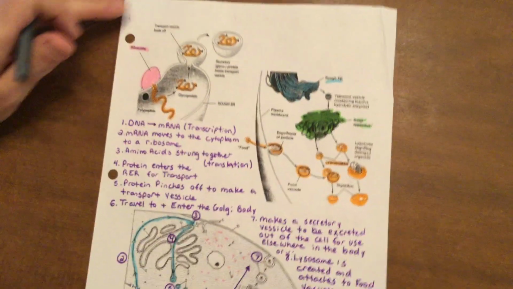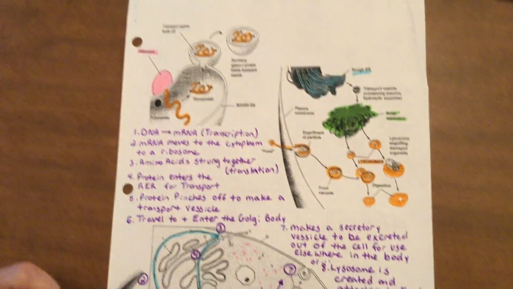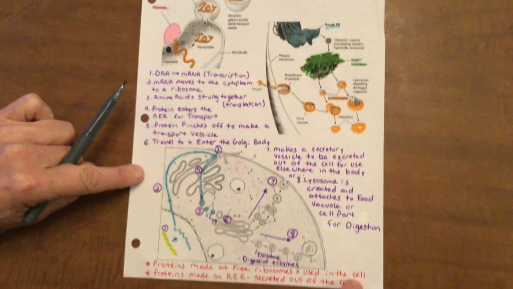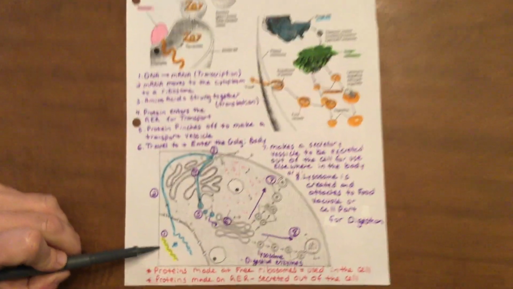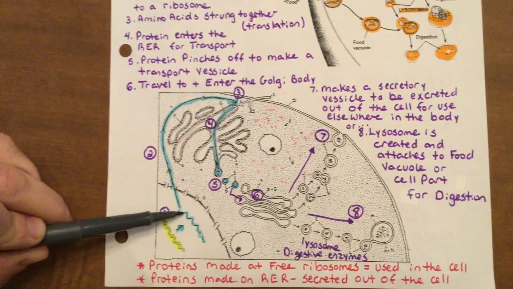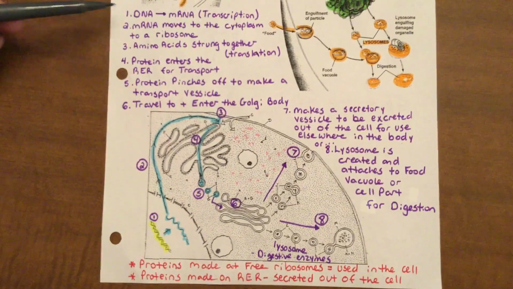So here we are on the next page of it. They are numbered for you guys 1 through 8. Same thing within the particular diagram that you guys saw. So if we're starting down here in the corner, once again, DNA being made into messenger RNA. That's what step number 1 says.